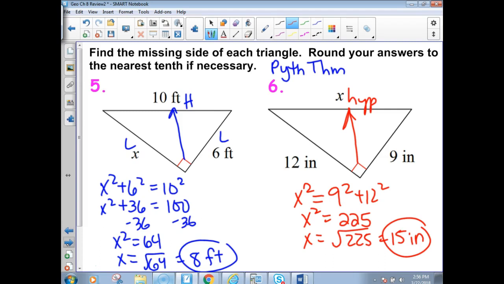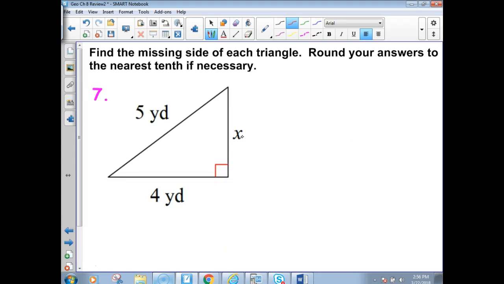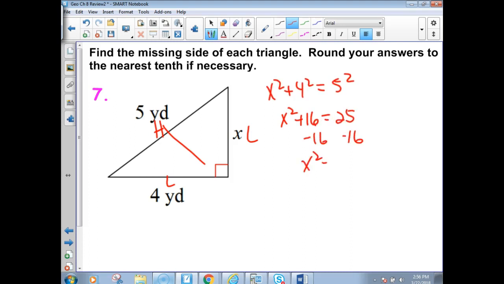Oh, okay. 7, you're missing a leg. The hypotenuse is given. So we take leg squared plus leg squared equals hypotenuse squared. So this is x squared plus 16 equals 25. Subtract 16 from both sides, you get x squared is 9. Take the square root, and we get 3 yards. Okay, I'm going quickly through these. This is something we've done really a lot of times.